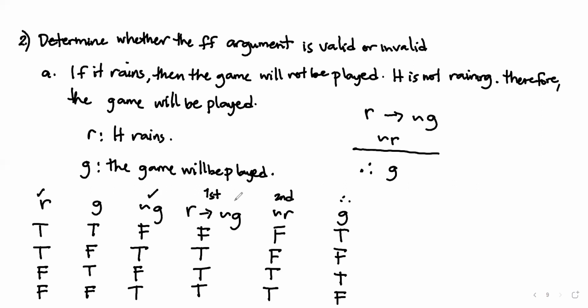Then let's determine if the given argument is valid or invalid. So when we check false, false, the conclusion is true, that's fine. True, false, false, so it's fine. True, it's correct. The last row, true, false: the premises are true, then it becomes false in the conclusion. So therefore, this row indicates that the given argument is invalid.